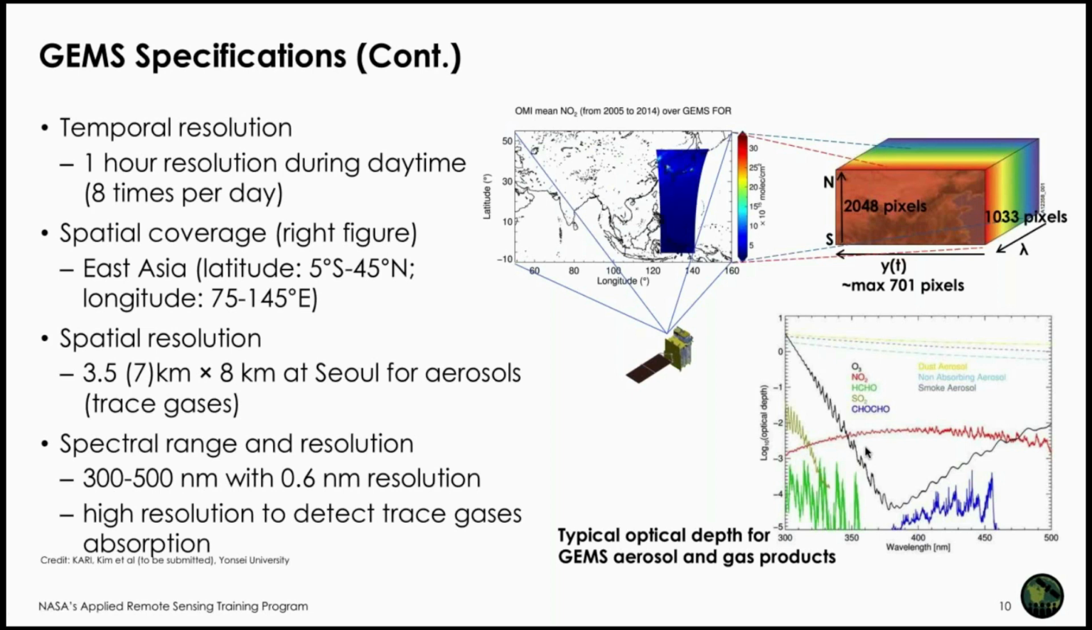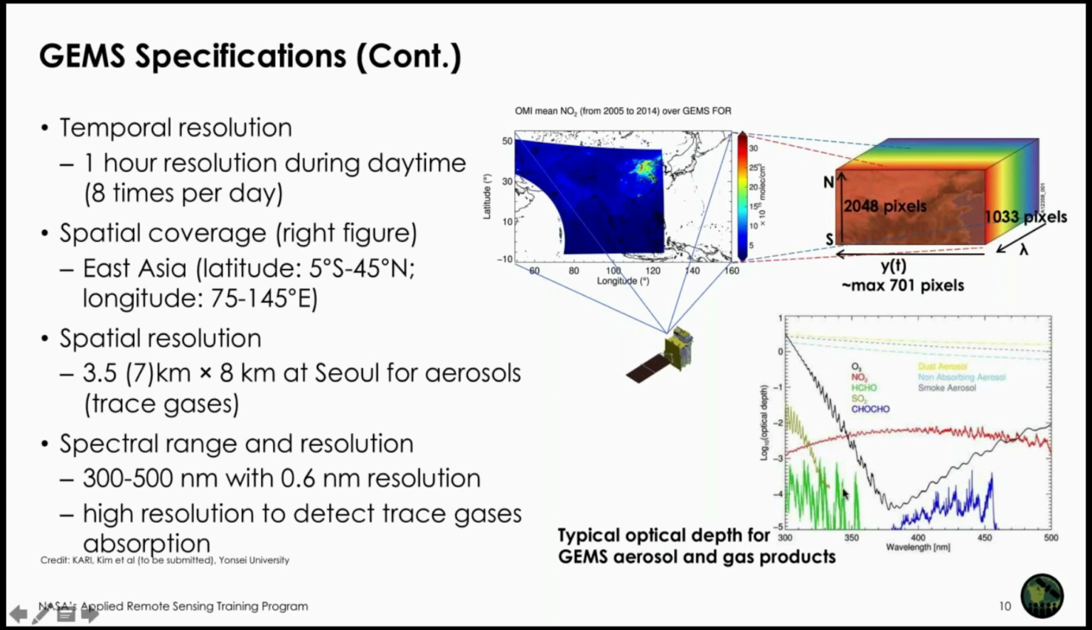Compared to aerosols, trace gases have high frequency absorption bands, like the ozone black line, NO2 red line, formaldehyde green line, or glyoxal blue line. To detect these high frequency absorption bands, we need very high spectral resolution measurements. So GEMS is focused on that measurement.